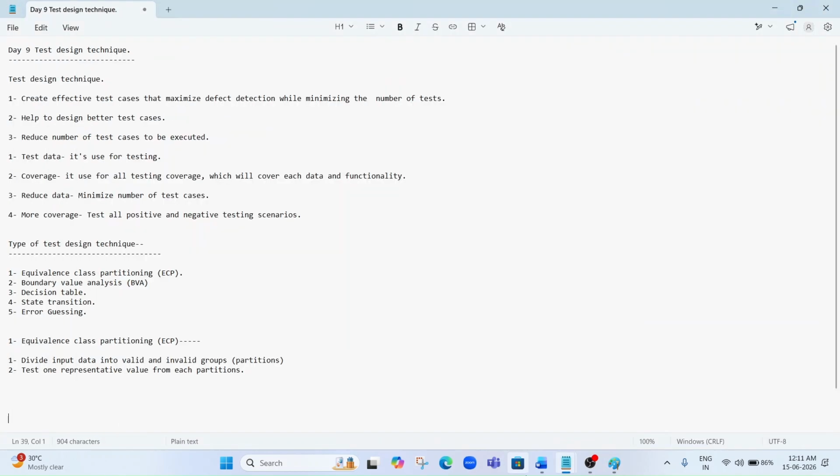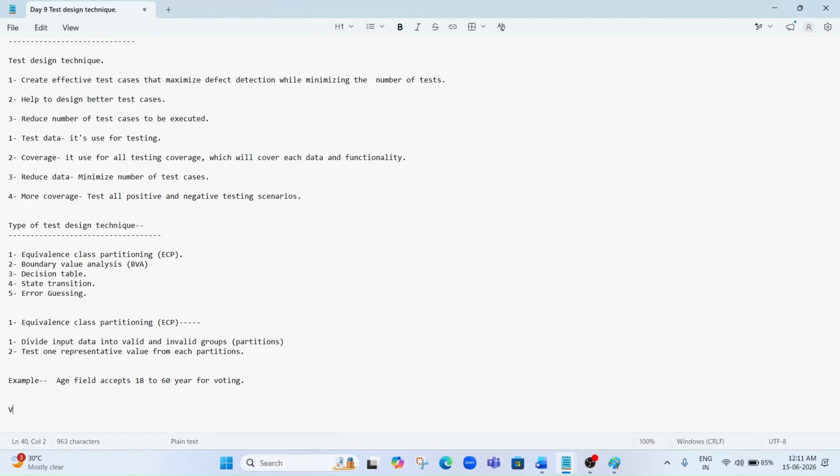So, the example is: the age field accepts 18 to 60 years for voting. This is an example, the age field accepts 18 to 60 years for voting. This is a government rule. They have built it like, if you are 18 to 60 years old, then you are able to vote. So there is some condition.